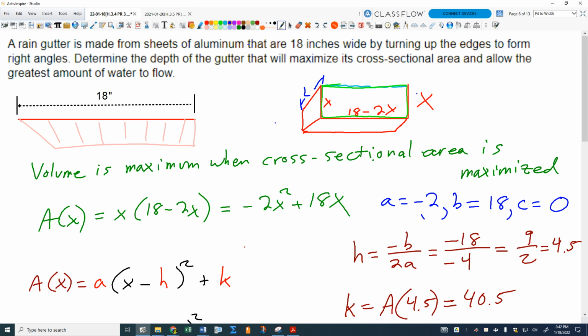And so the answer to 'determine the depth of the gutter that will maximize its cross-sectional area' is 4.5 inches. And I guess that's all they ask for. They don't ask for the volume. They just want to know the depth of the gutter.